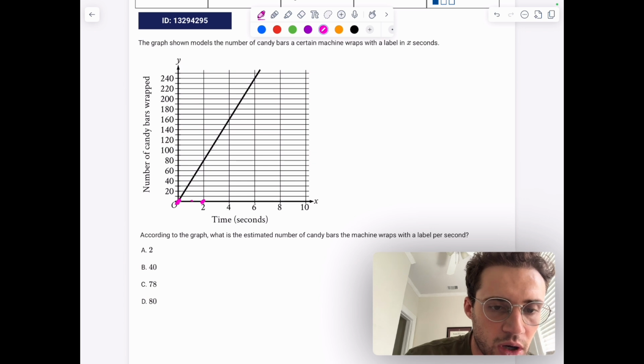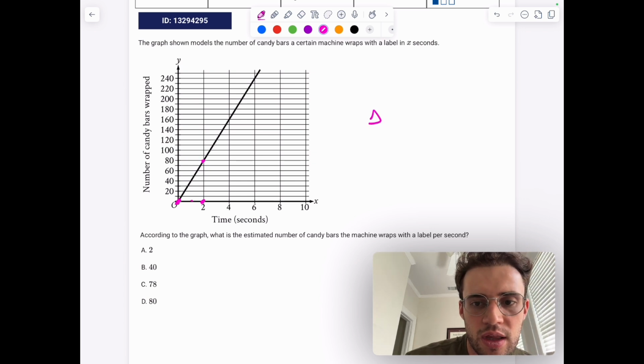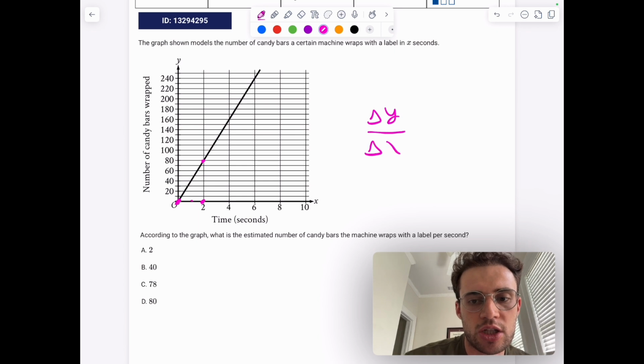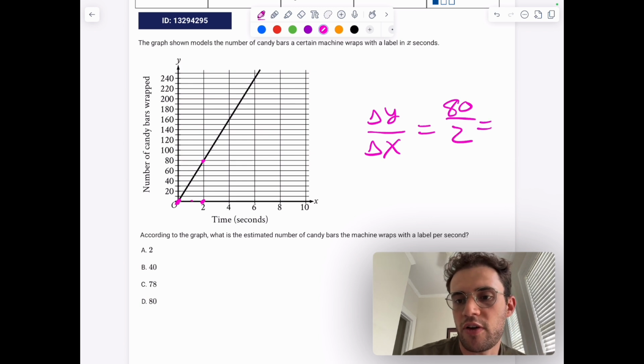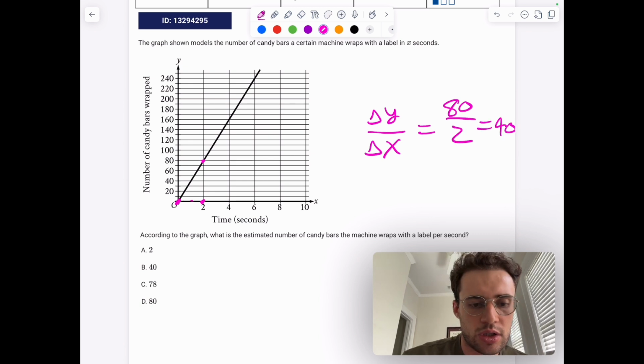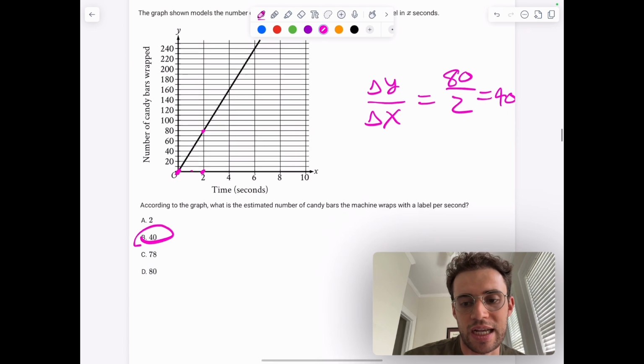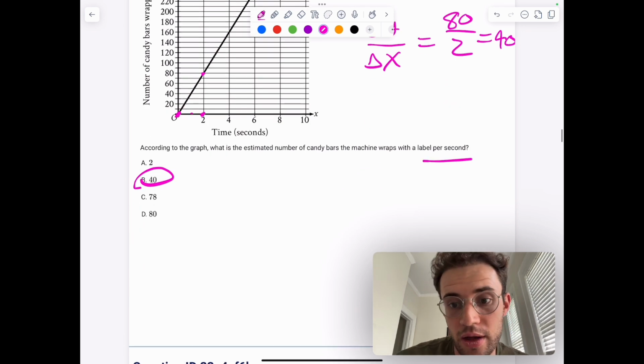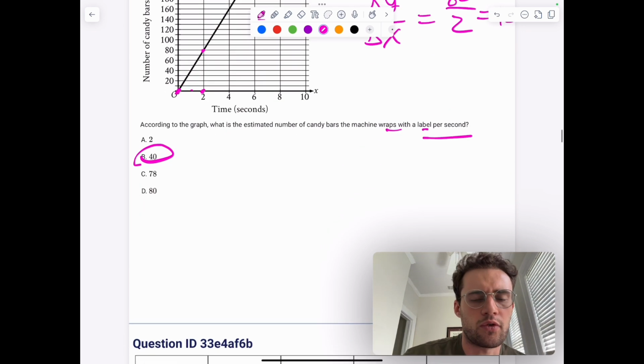But it goes from 0 up to 80. So we can think of that as our change in y, the change in the number of wrapped candy bars, divided by the change in x, the change in time. It goes up by 80 when the time goes up by 2. If you simplify that, 80 divided by 2 is 40. So it's wrapping 40 candy bars per second. Or labeling, wrap and label 40 candy bars per second.